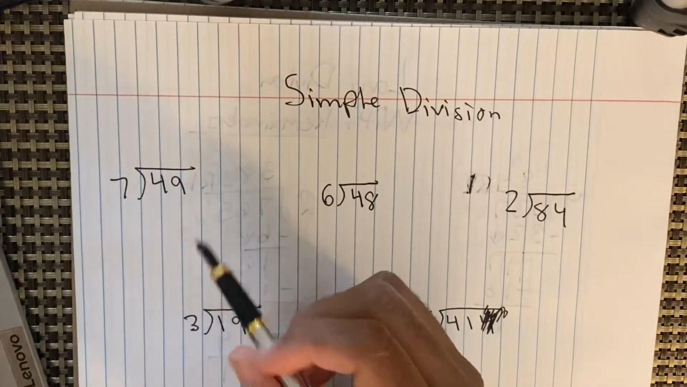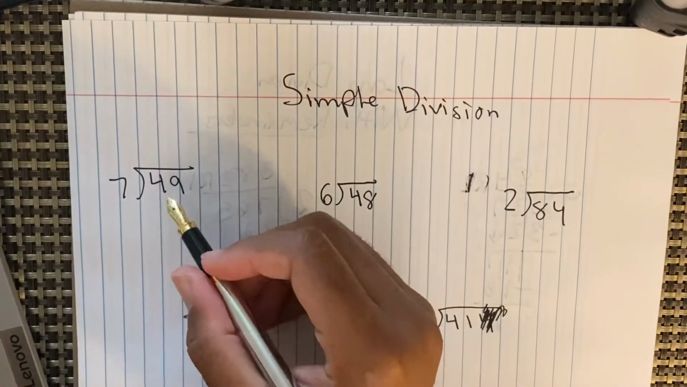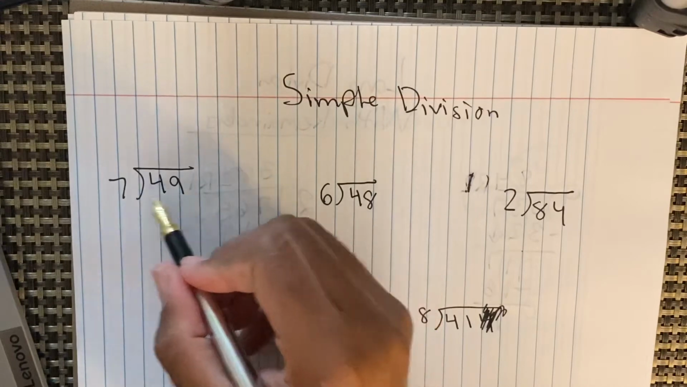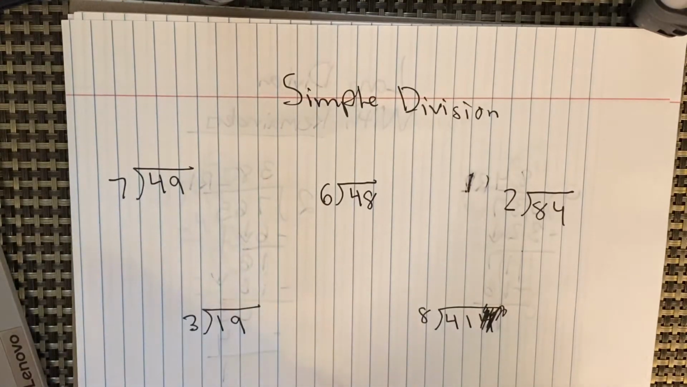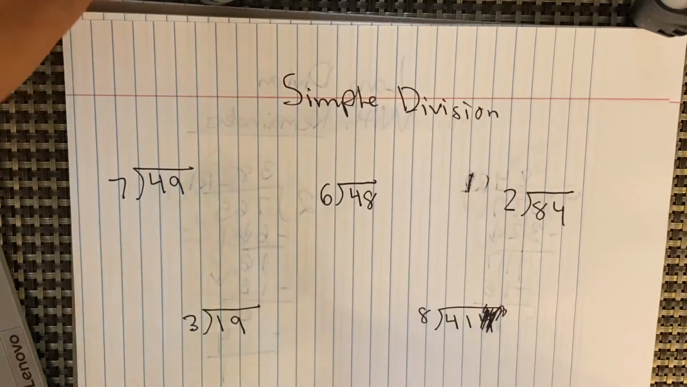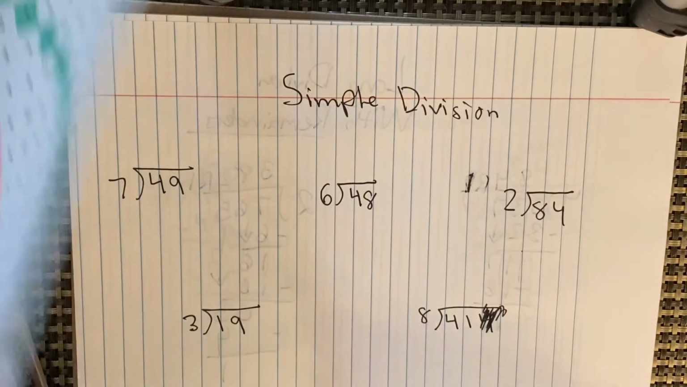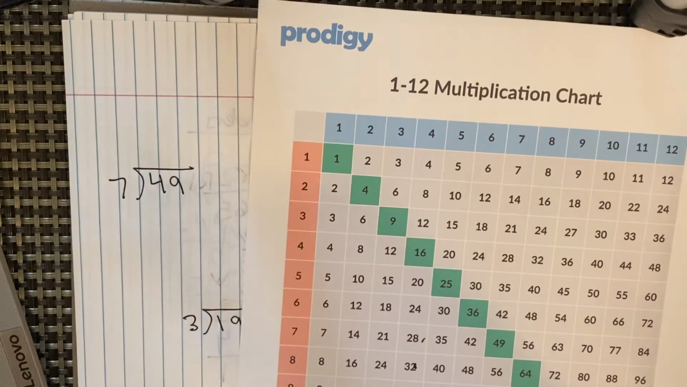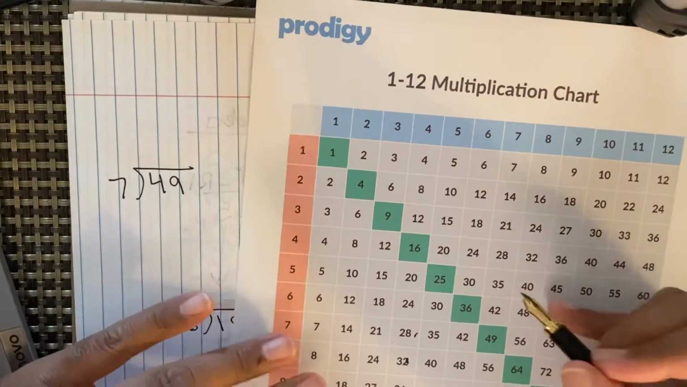So when we see a division problem, it's basically asking us to divide the number on the inside by the number on the outside, okay? So let's say I don't know my multiplication tables and it makes it really hard for me to divide. Well, I've got a multiplication chart and I'll show you how to use it right now.